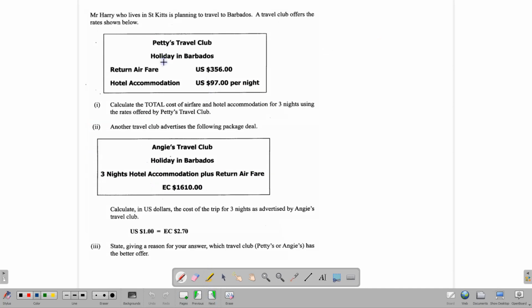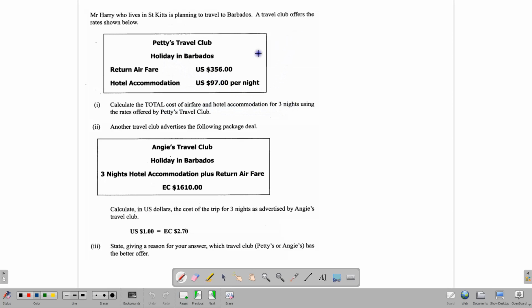Here we have somebody traveling on vacation and comparing 2 travel options. They want to make sure that they get the best deal. So this travel club offers return airfare of $356. That means the fare to go and return, and hotel accommodation of $97 per night, which means day and night. All right, so we're going to look at the total cost of airfare and hotel accommodation for 3 nights using the rates as shown in this table.